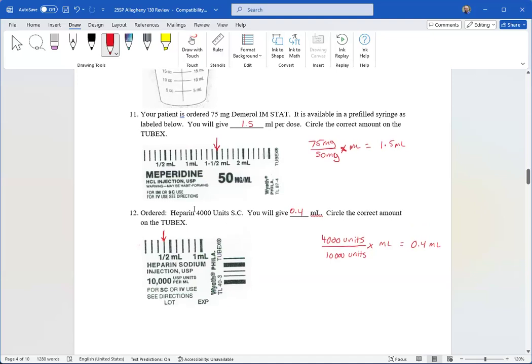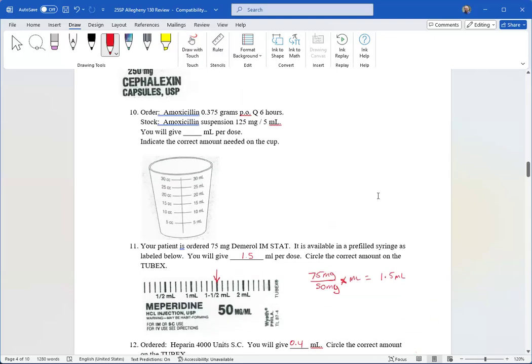Okay. Since we're marking some things, let's do the amoxicillin here. The nice thing also is if they give you a Tubex or a syringe or a cup, the answer is on the Tubex, the syringe, or the cup. So if you get some weird number, like let's say on this one you ended up getting 14 or 15 milliliters, something's wrong because that's not even an answer option. So just pay attention to your answer choices, and that should help you out.